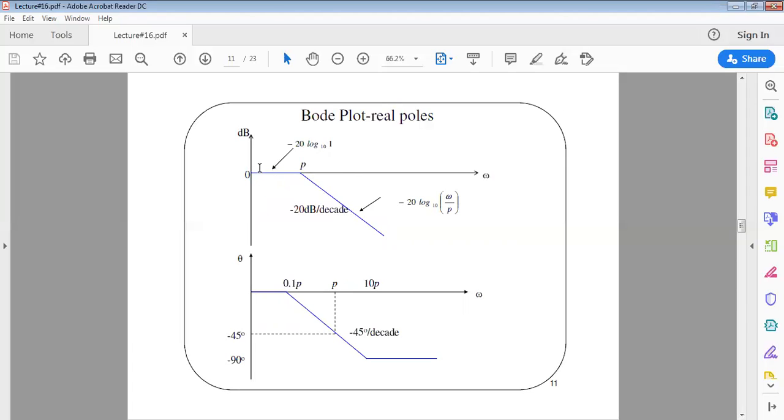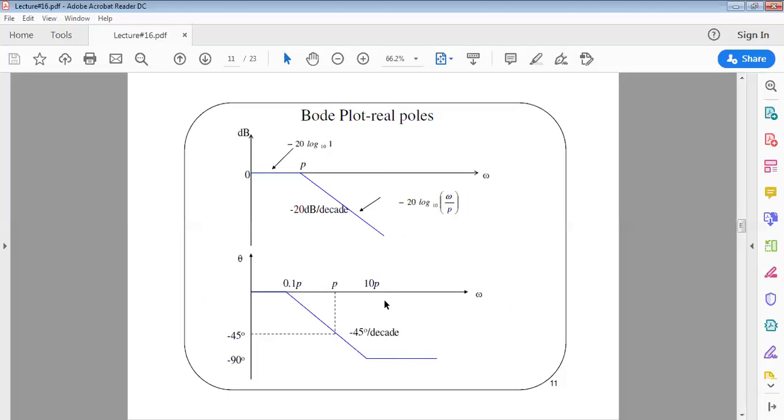Okay, so this is the sketch of the amplitude for a real pole. Whereas for the phase plot, you see that for lower frequency, the angle is 0 degrees. For the case of higher frequencies, the angle is negative 90. And at the pole value, the angle is negative 45 degrees.